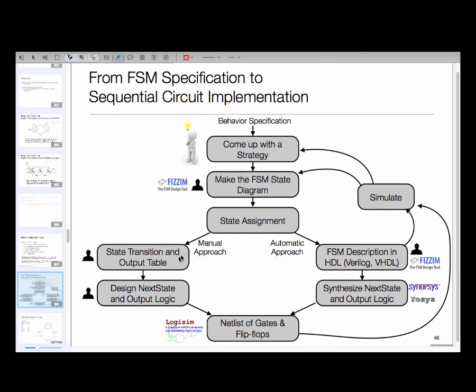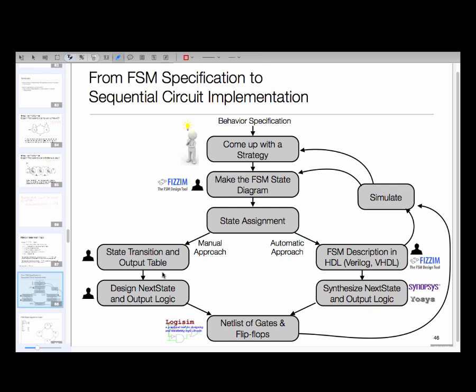After this, there's a pure manual approach where, given the state assignment and given the FSM diagram, you come up with the state transition and output table, that glorified truth table for the combinational logic part we had seen, and we'll see how to do that. And then you actually design your next state and output logic using Karnaugh maps and all, and then design your netlist of gates, the schematic, let's say using Logisim.